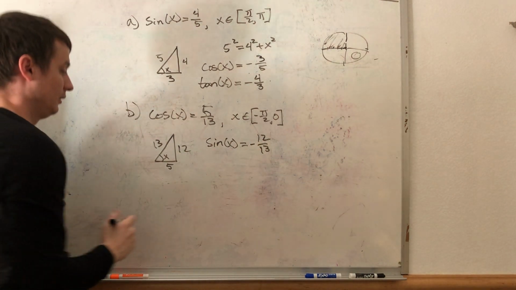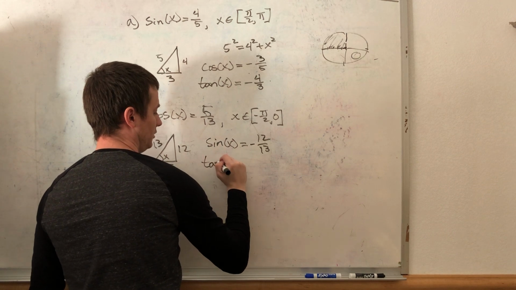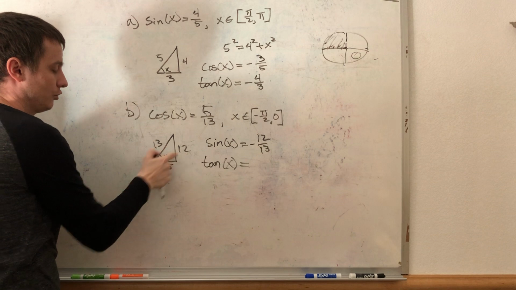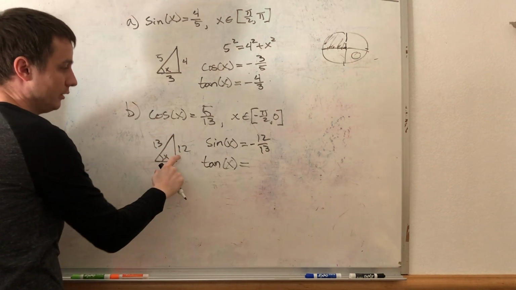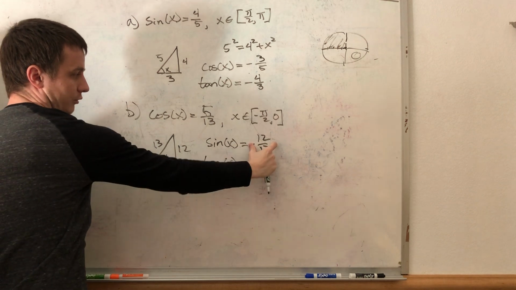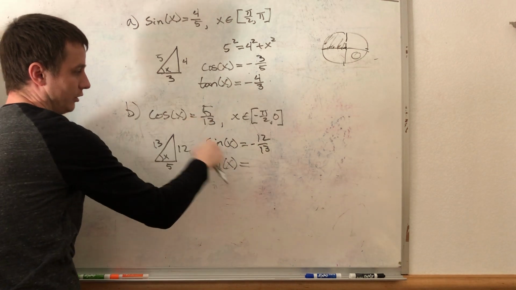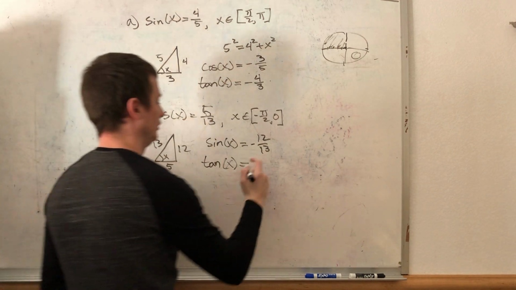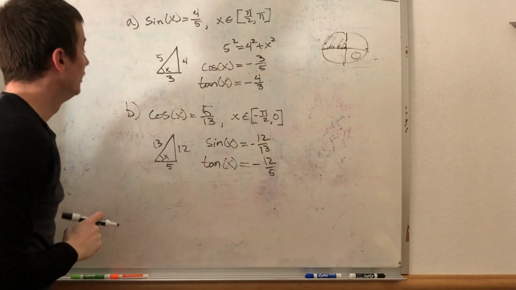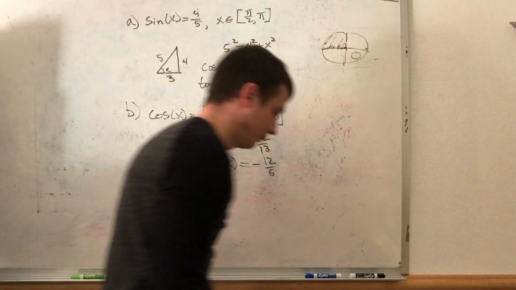And then, once again, tangent of x is sine over cosine. So that's going to give us negative 12/5, since sine is negative 12/13. So negative 12/13 divided by 5/13, the 13s go out, you get negative 12 divided by 5, or negative 12/5. And so that's how you do problem number 2.